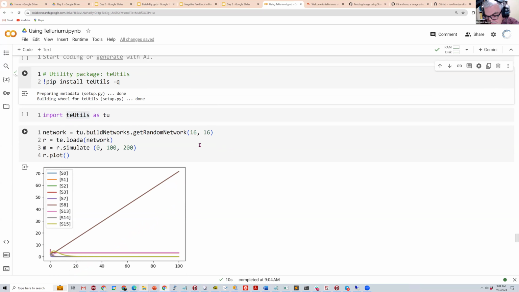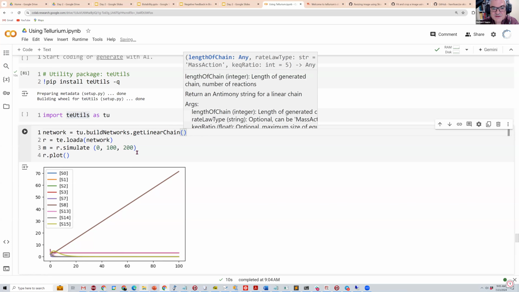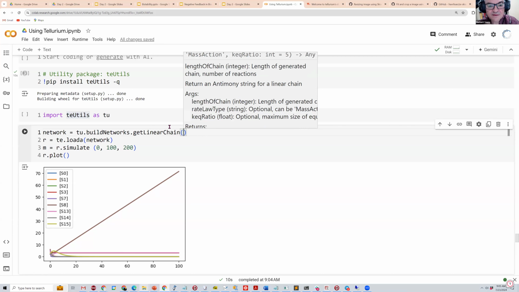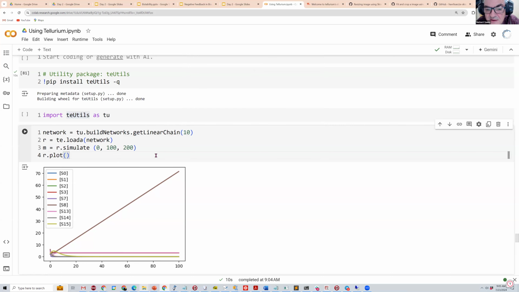And I use this for checking things out and so on. But you can generate a lot of random networks. I can generate a random network where things are just connected to each other randomly, or I can generate a linear chain that has random parameter values, and I can set the length. So let's say I can generate a linear chain of 10 steps.